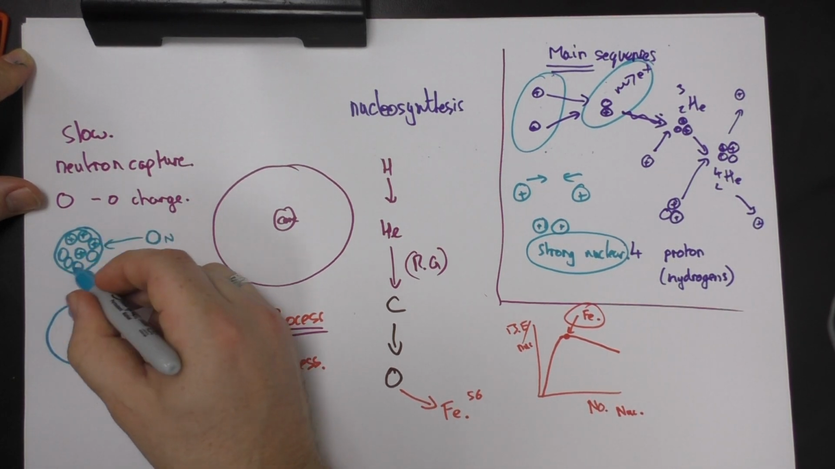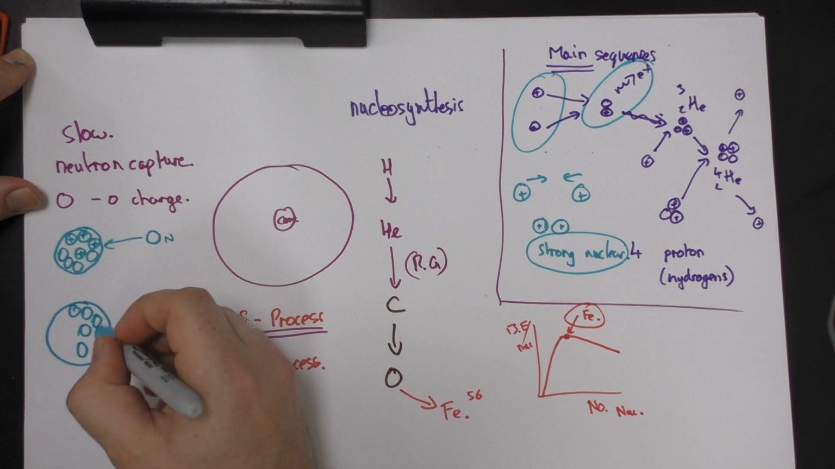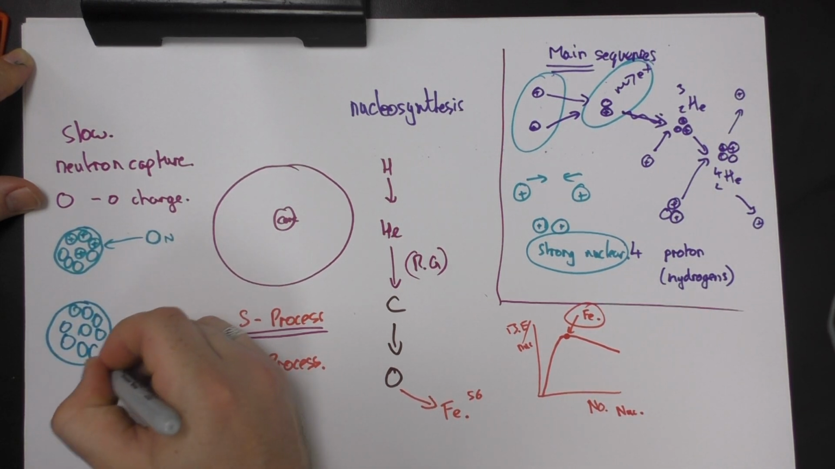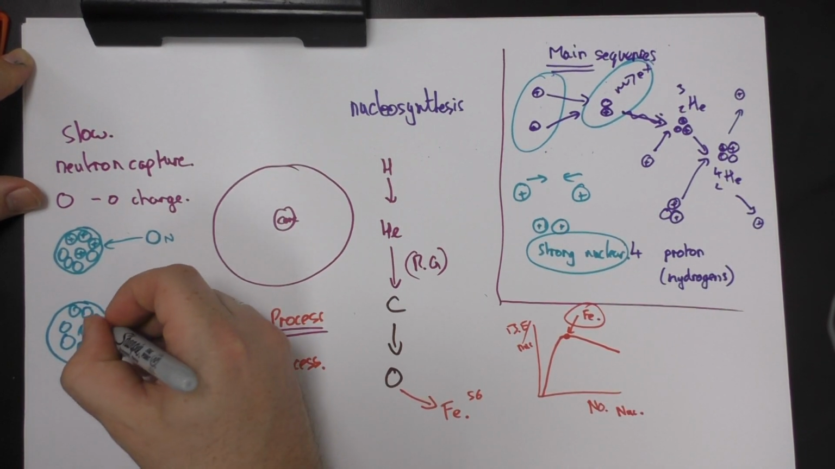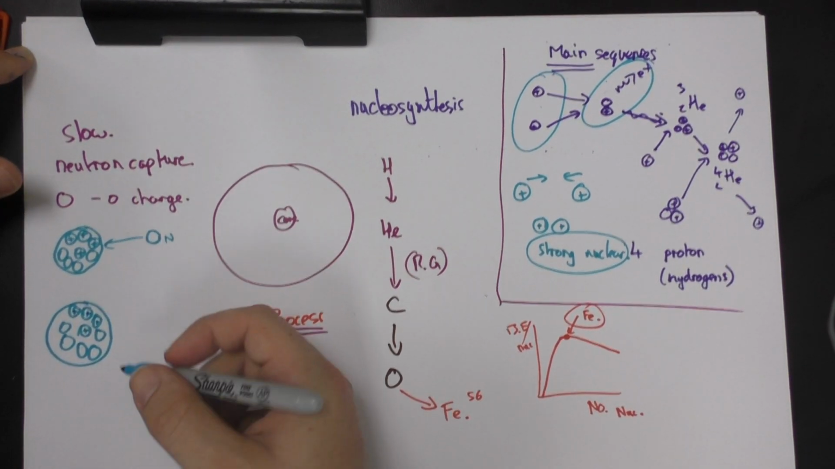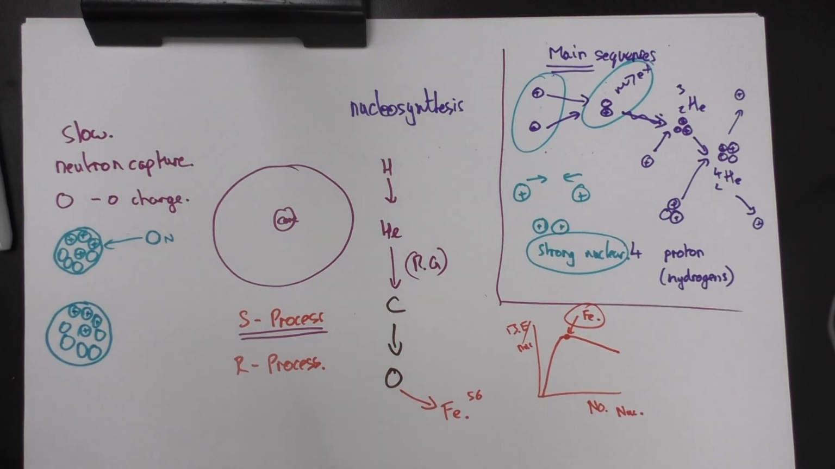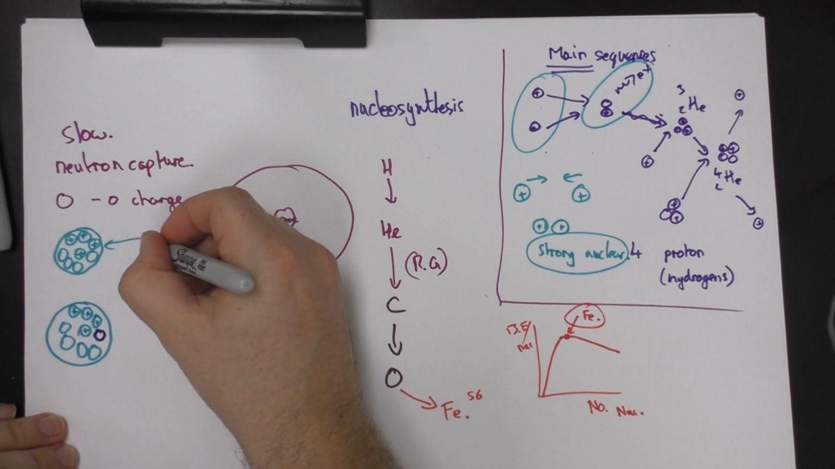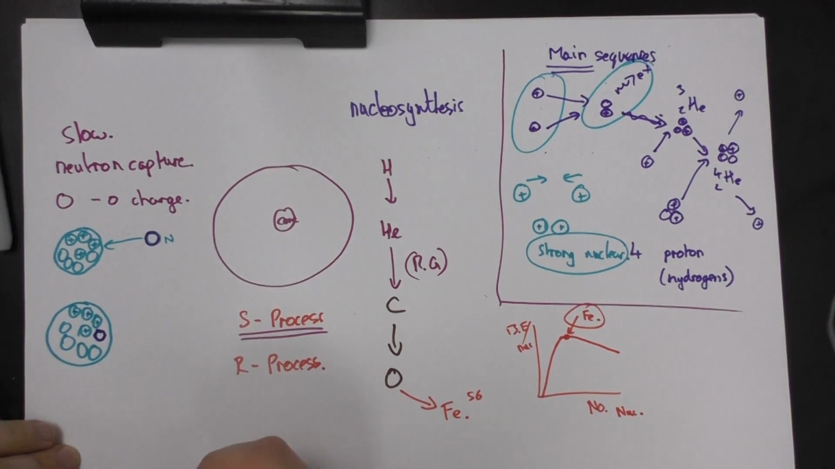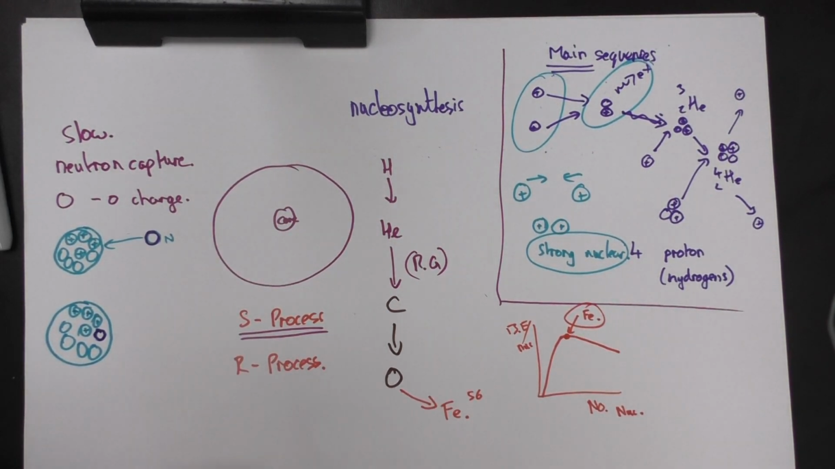You should count 1, 2, 3, 4, 5, 6, 7, 8. Then 1, 2, 3, 4, 5, 6, 7, 8, 9. So we've now got an element with an extra neutron in it. Okay? Let's identify that extra neutron here. So there's that extra neutron that we've just added in there through neutron capture.